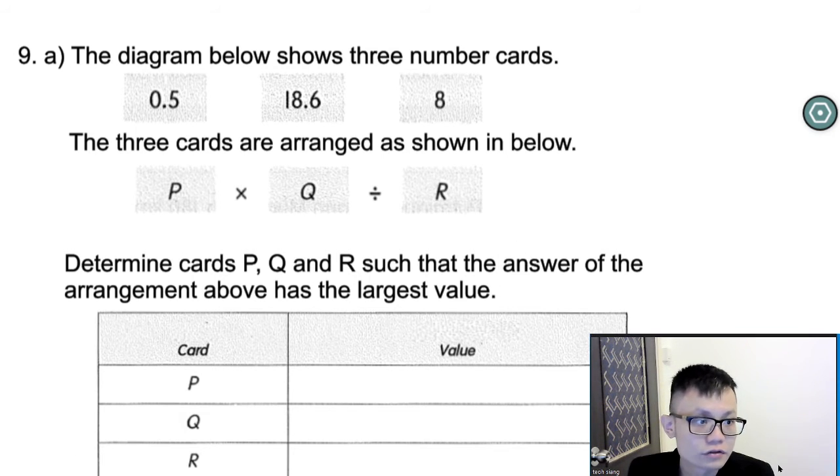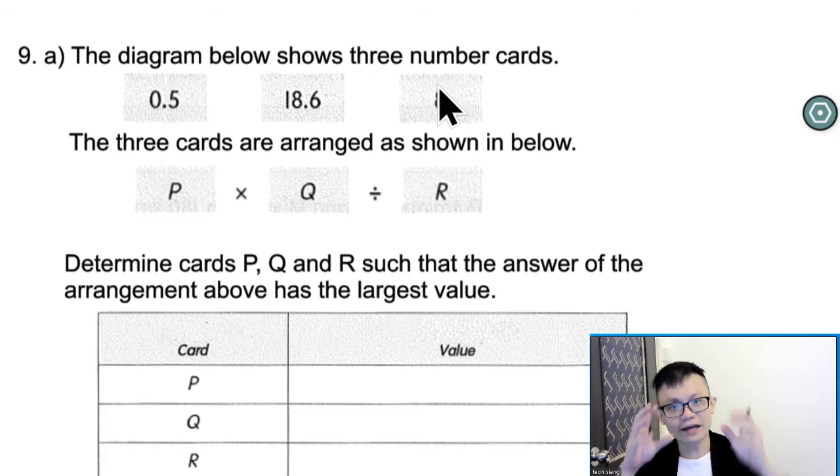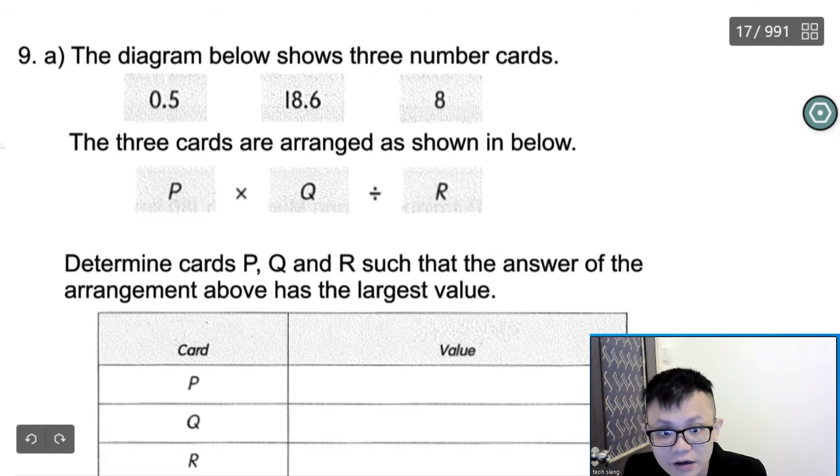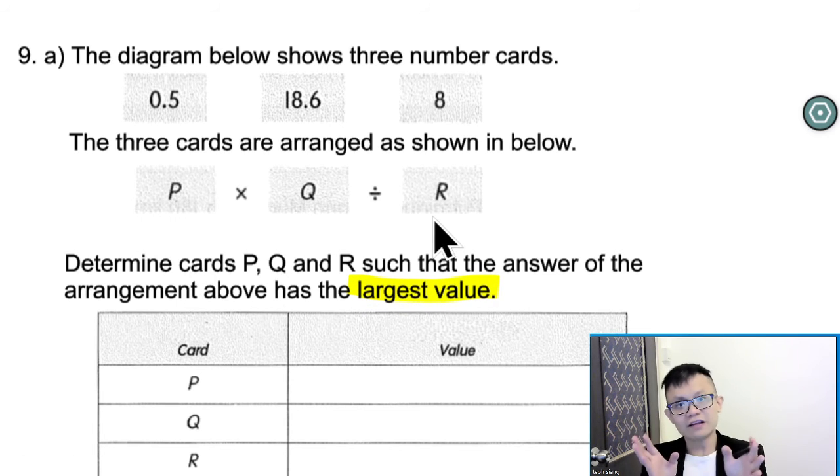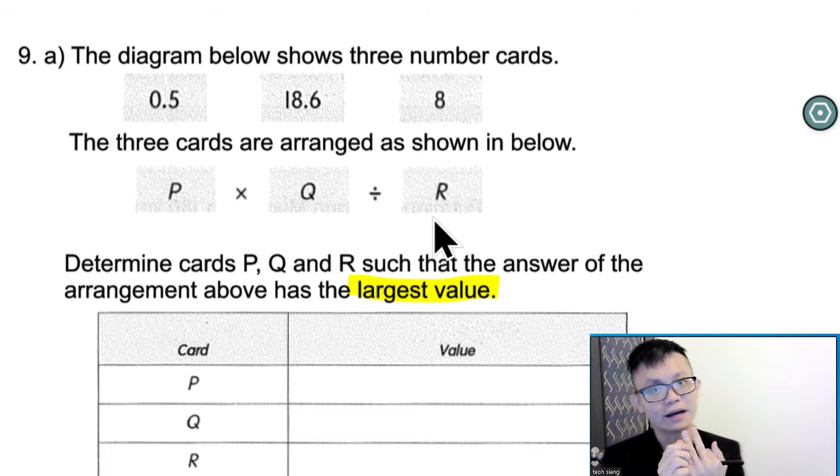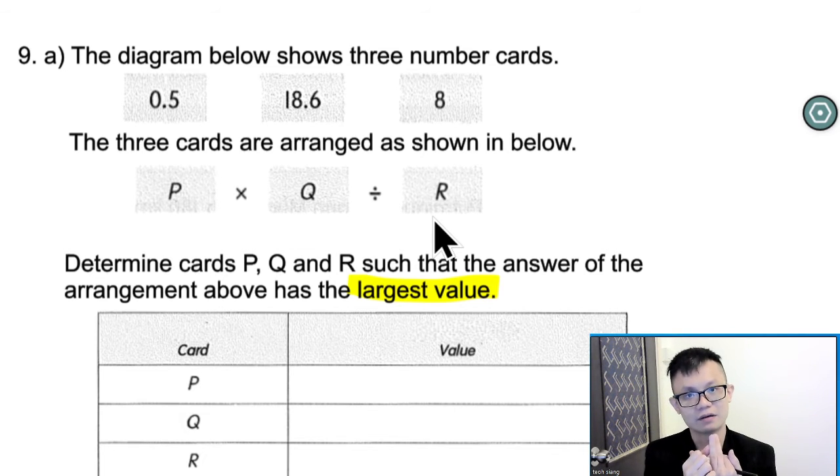So you need to get the largest value. If you want to get the largest number, correct or not? He said he wants the largest value, means the largest number. Usually what you need to do, because you only have 3 numbers, is to times the 2 biggest numbers and divide by the smallest number, correct or not? You won't times the smallest number and divide by the big number. Then you get a small value, correct or not? The bigger the values that you times, the bigger the number.